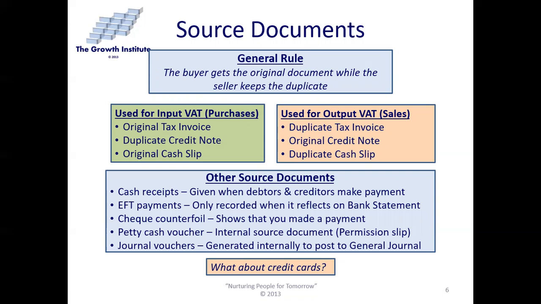But those are not the only source documents. We also get something like cash receipts. It is given when a debtor and creditor make payment. Okay, so there's no VAT on cash receipts because the VAT was already accounted for when the invoice was generated. Now you receive a payment, so that would be typically one of those categories where you would say this is not a product or service. It's just a payment received on sales made previously and for which you have already claimed the VAT or paid the VAT. EFT payments are only recorded when they reflect on the bank statement.